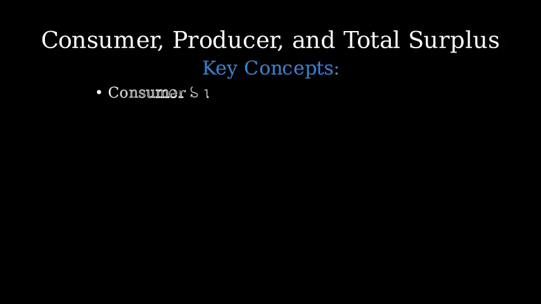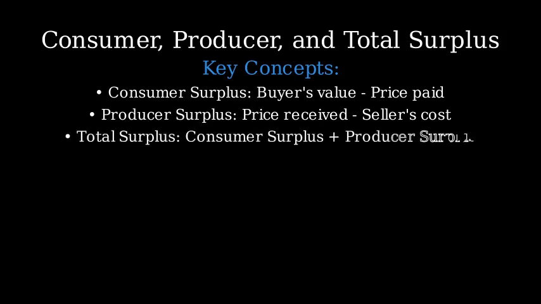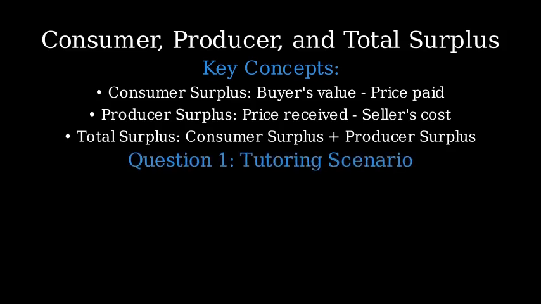Consumer surplus is the difference between what a consumer is willing to pay for a good or service and what they actually pay. Producer surplus is the difference between what a producer receives for selling a good or service and the minimum amount they would be willing to accept. Total surplus is simply the sum of consumer surplus and producer surplus, representing the total economic benefit created by a transaction. Now, let's look at our first question about the tutoring scenario.